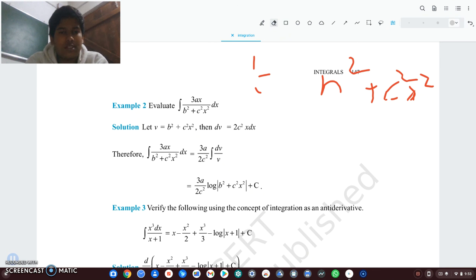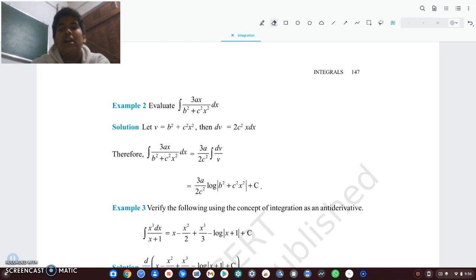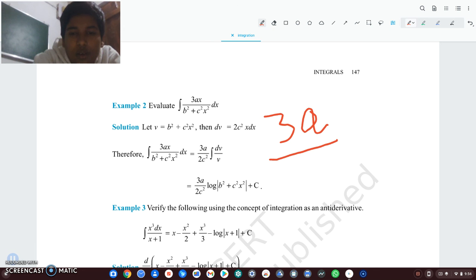3a is constant, so we can put it outside the integration sign, and the derivative of a constant is 0. Okay, so we are not removing 3a, but we don't need to integrate 3a. We would treat it as a constant only. So in this equation we are treating 3a as constant, and what we need is x dx.